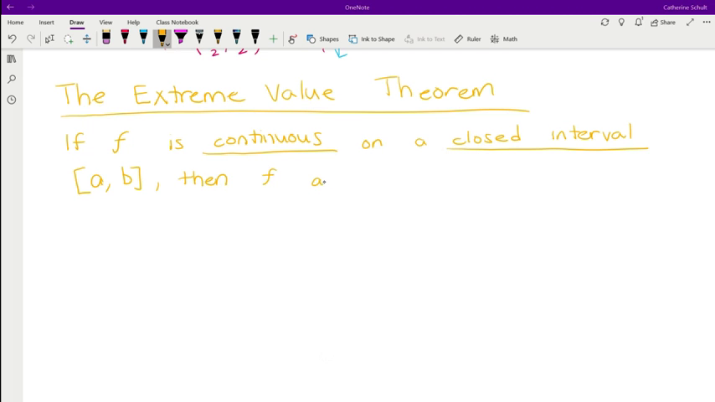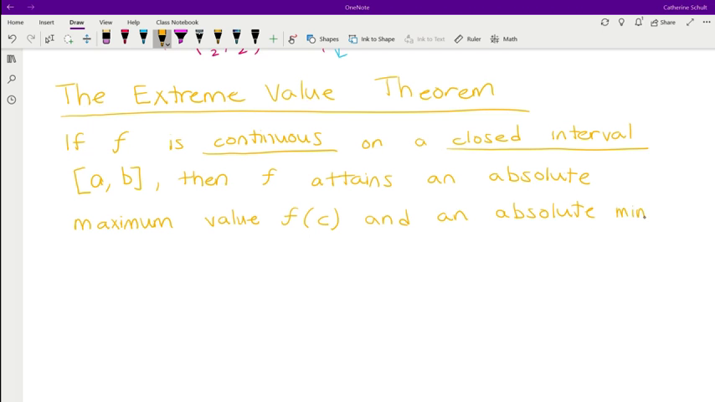Then f has an absolute maximum value, and the value is on the function. So it's not where it's happening, but it's the value on the function, the absolute maximum value f(c), and an absolute minimum value f(d), at some numbers c and d, where c and d are in this closed interval [a, b]. Okay, so some numbers in that closed interval [a, b].